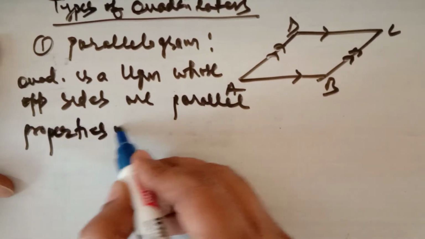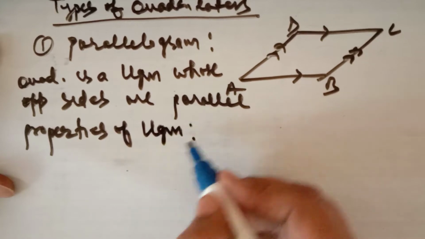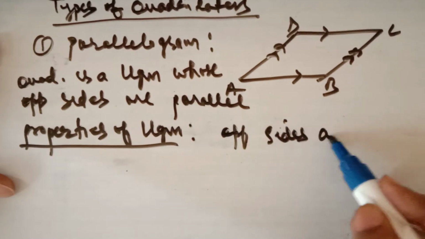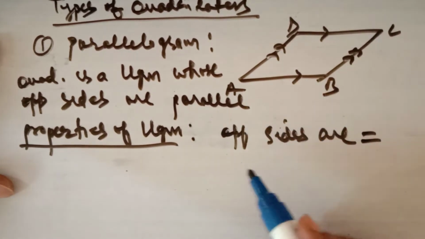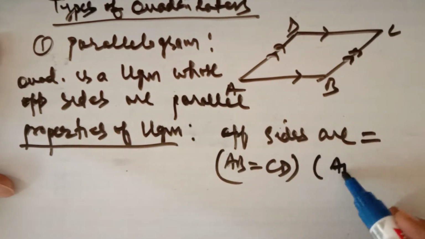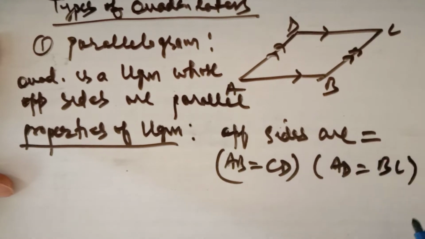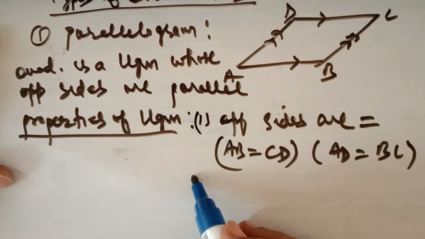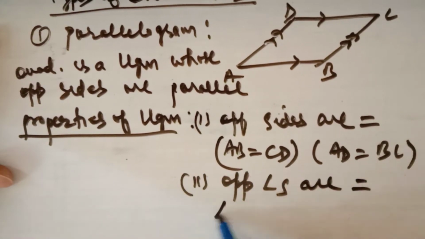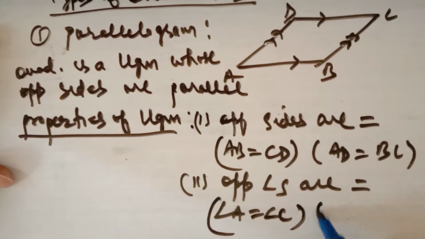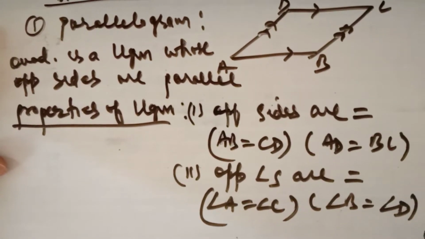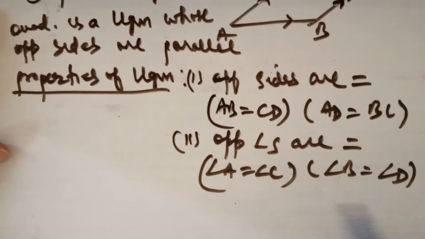Now we have some properties of the parallelogram. The first property is that opposite sides are equal, that is AB is equal to CD and AD is equal to BC. Then opposite angles are also equal: angle A is equal to angle C and angle B is equal to angle D. And diagonals bisect each other.